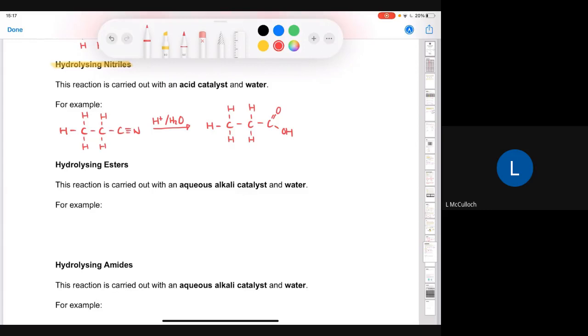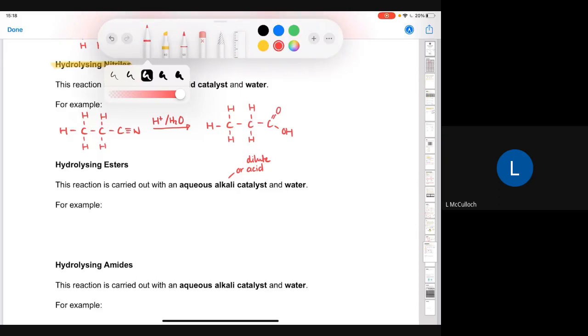We can also hydrolyze esters. This is revision from Higher. This reaction is carried out with an aqueous alkali or acid catalyst in water. Now, I'll be specific and say dilute acid.